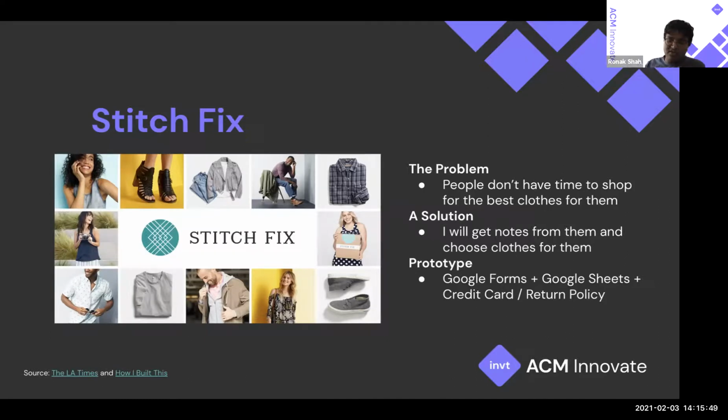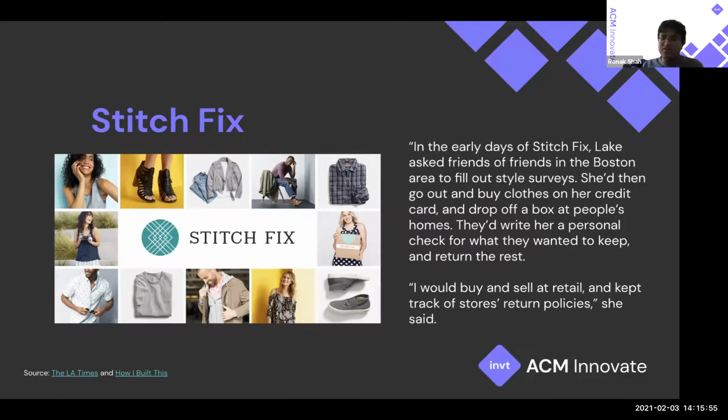And so she developed a prototype for this just by using Google Forms, Google Sheets, and a nice credit card. In the early days of Stitch Fix, she basically just went around asking friends in the Boston area to fill out style surveys. And she went out and just bought a ton of clothes with her credit card and kept track of all the receipts and the return policy. And then basically she would just give them the stuff and then ask how it would work.